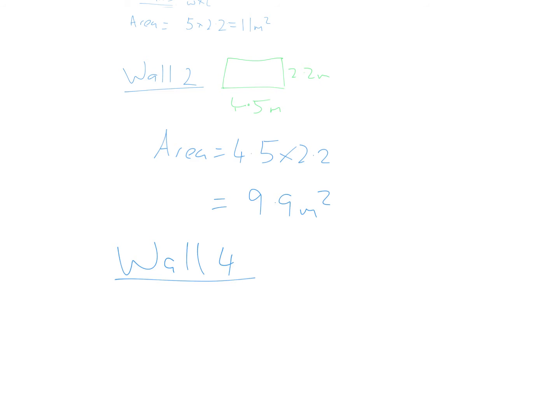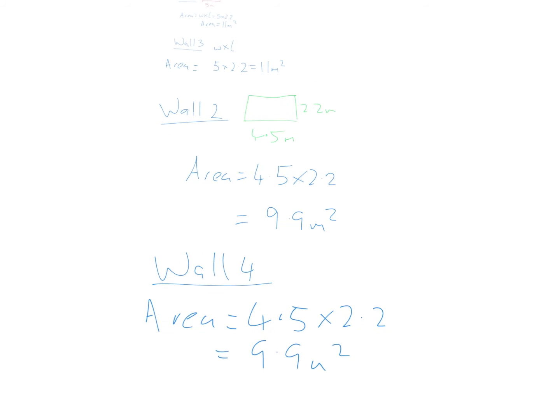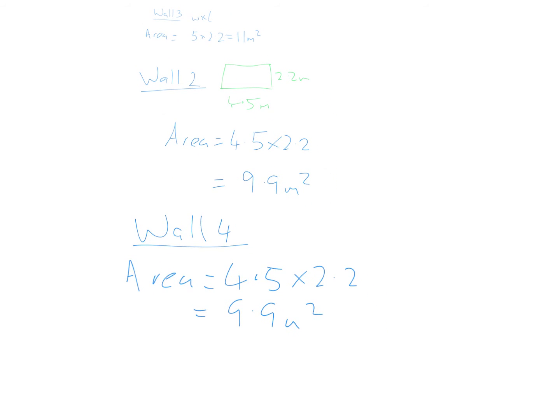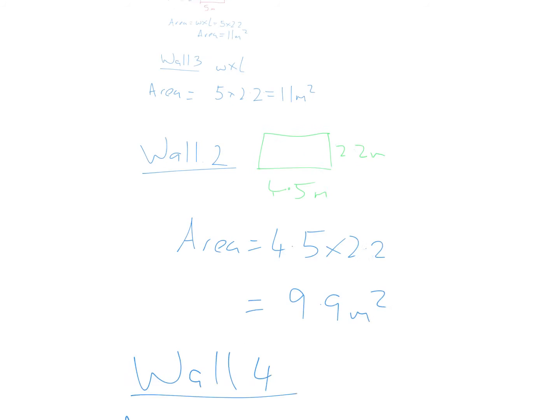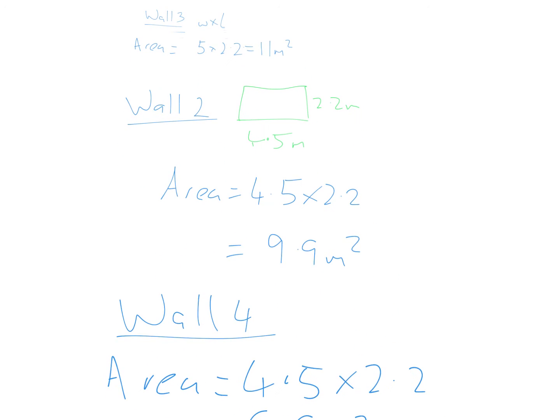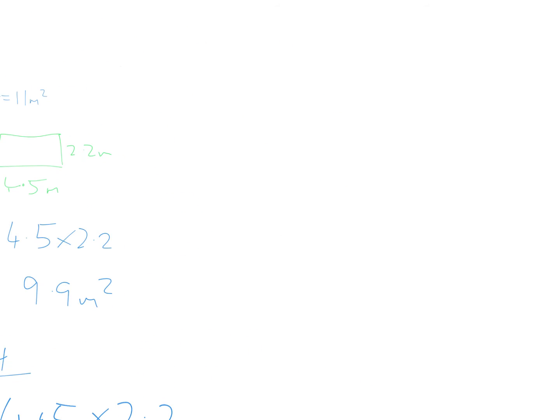So it's going to be 4.5 meters wide times 2.2 meters high. So the area there is 9.9 meters squared as well. And to get the total area of all we need to cover, we're going to measure the area of the first wall, the second wall, the third wall, and the fourth wall. Add them all together. So it's 11 plus 11 plus 9.9 plus 9.9.